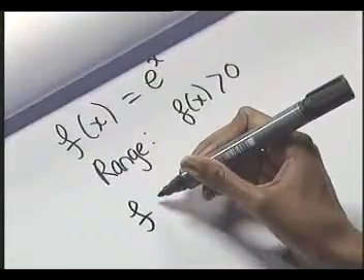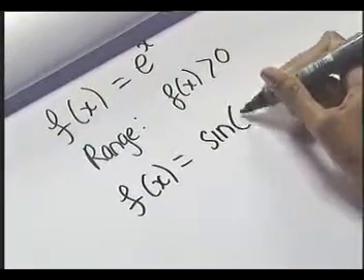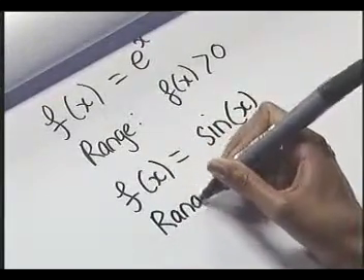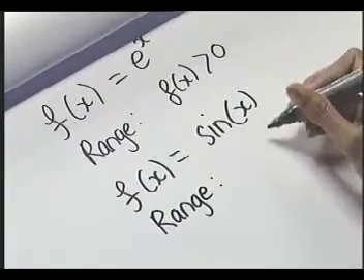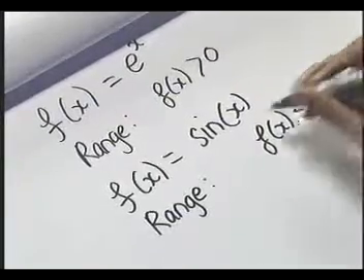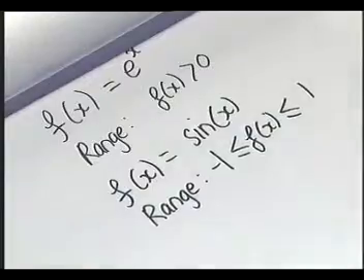Similarly, if we have f of x being, say, sine x, then the range is f of x is between plus 1 and minus 1. The range of a composite function must lie within the range of the second function we apply. Here's an example to show you this.